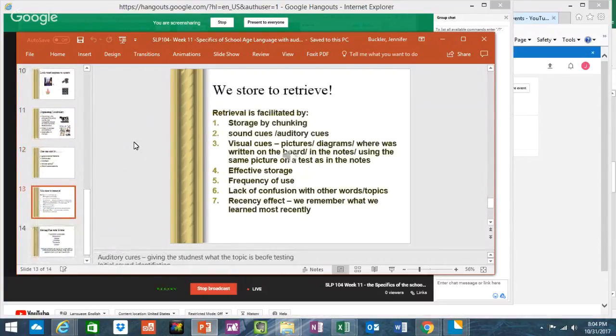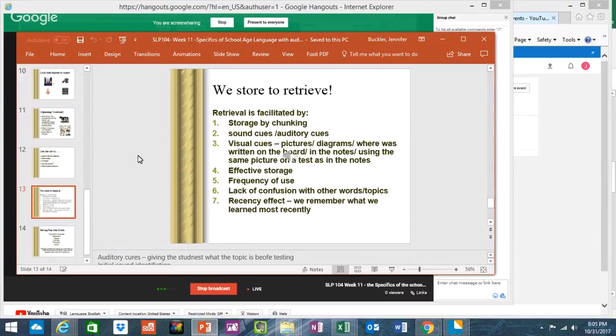So let's go back over that again. We chunk information based off of common semantic features. We do that in order to facilitate retrieval. You can facilitate retrieval by storing by chunking in common categories, but also by sound cues or auditory cues. So if I say, I'm thinking of a type of cheese that's yellow or bright orange, people like it shredded or on hamburgers, and it's called ch. And I give you the first sound cue, ch, you would think cheddar.